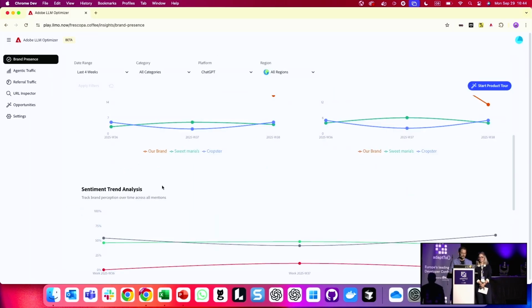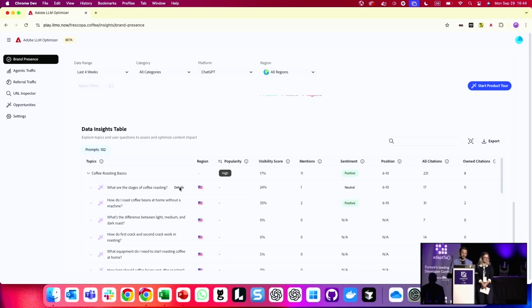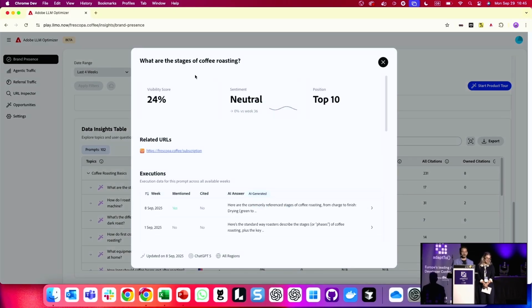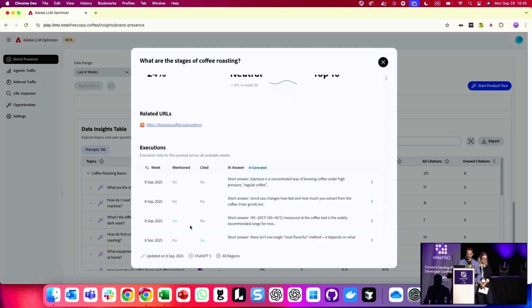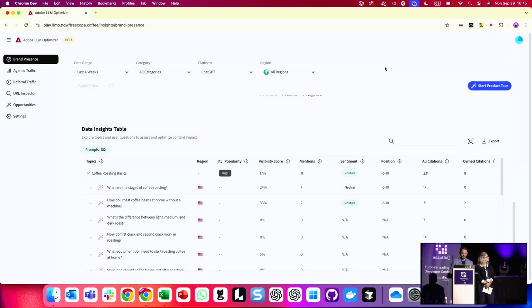How that's calculated is based on certain crawls, so every week we do a crawl. So what are the stages of coffee roasting? For this customer, this is very important. And we see that on the 8th of September, they were mentioned. So within the answer of the prompt, it is included there. And so what do you do next with this information? Okay, this week I'm not cited, so maybe I have to update the content on our website. Maybe I have to do certain actions. So this is where this information is important to them.